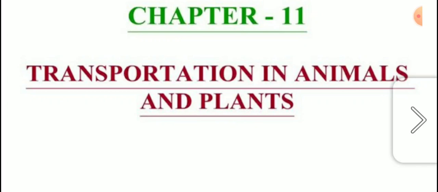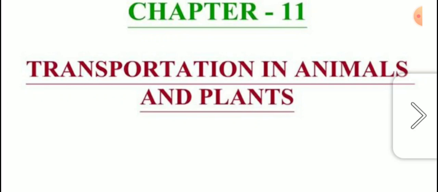Heart. What is the heart? The heart is a muscular organ made up of muscles. What muscles? Heart muscles, cardiac muscles. How many chambers does the human heart have? There are 4 chambers. What are the 4 chambers? Right atrium, left atrium, right ventricle, left ventricle. Are you clear?